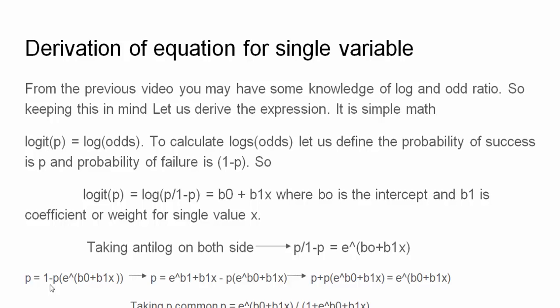P is equal to e raised to power, sorry, it's B0, not B1, you could correct it. It's B0 plus B1x minus P into e raised to power B0 plus B1x. Now, taking the common values to the right hand side, P plus P into e raised to power B0 plus B1x is equal to e raised to power B0 plus B1x. Taking P as common, the probability, which is the output, is equal to e raised to power B0 plus B1x divided by 1 plus e raised to power B0 plus B1x.